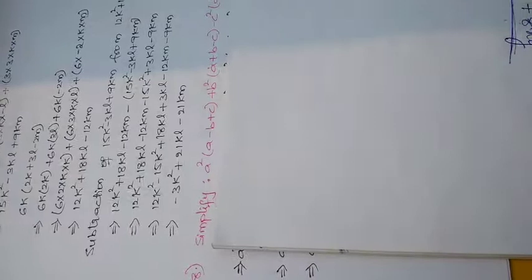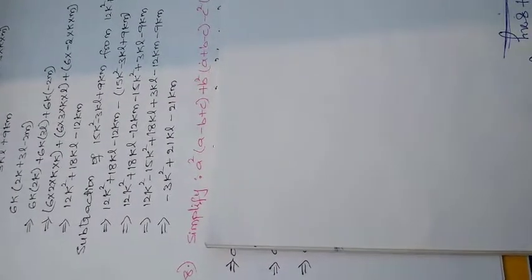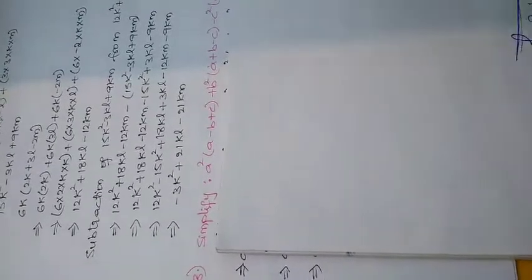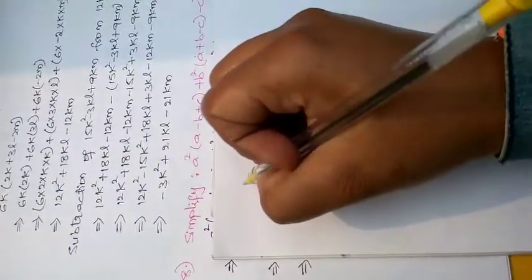Children, do the 7th problem as homework, because the 7th one is also the same as the 6th problem. We should find the product and we should subtract the first expression from the second expression. Okay, now here comes your 8th question.